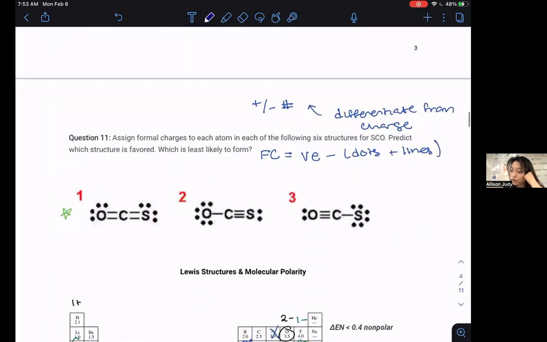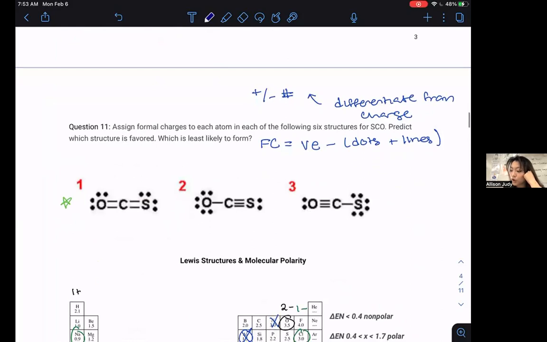Let's do one formal charge problem. So remember, formal charge is the method where we assign essentially a fake charge to each atom in a molecule or in a structure in order to determine which Lewis structure is the most valid. Okay, which Lewis structure is the most probable that a molecule will take on.